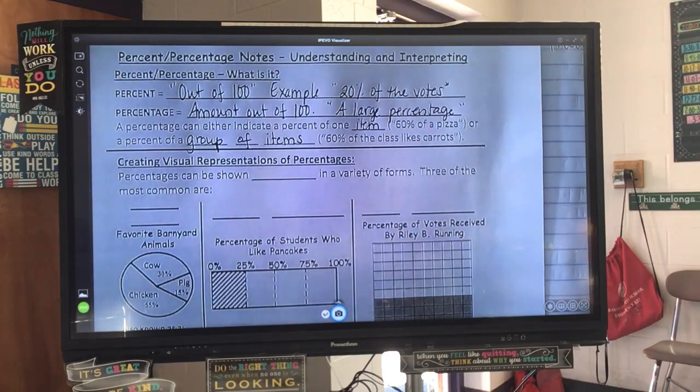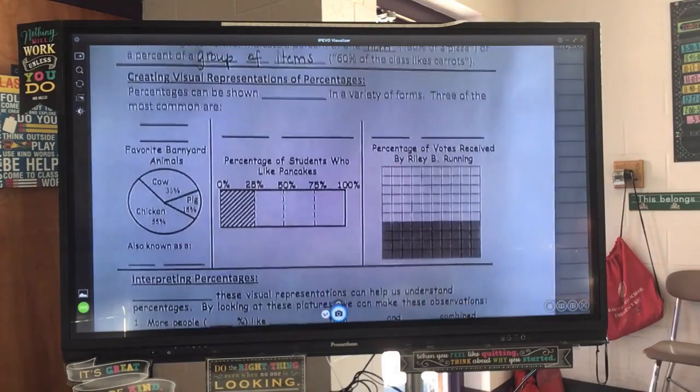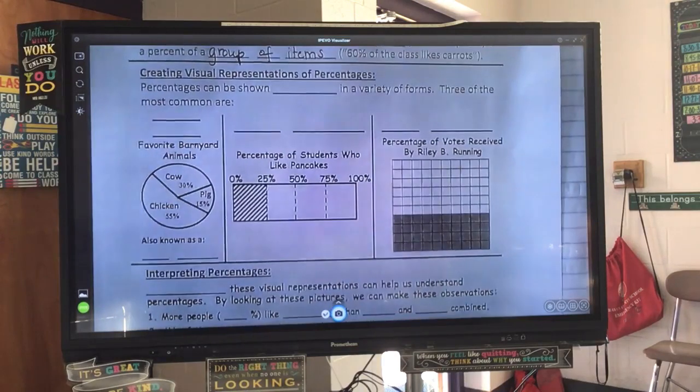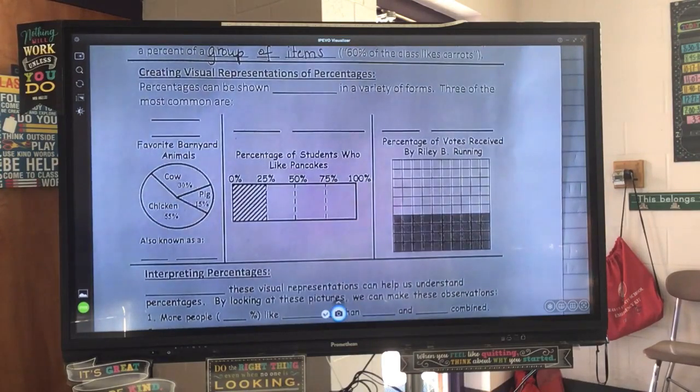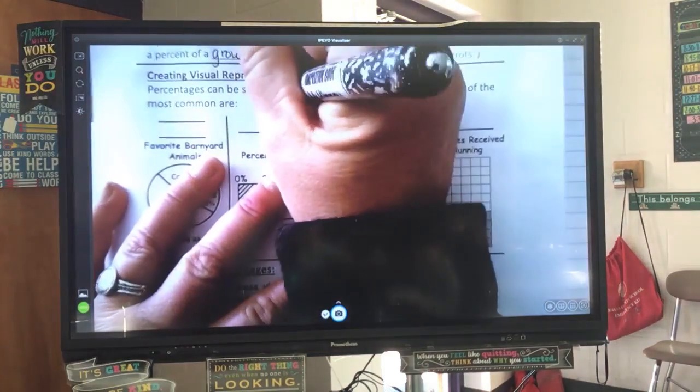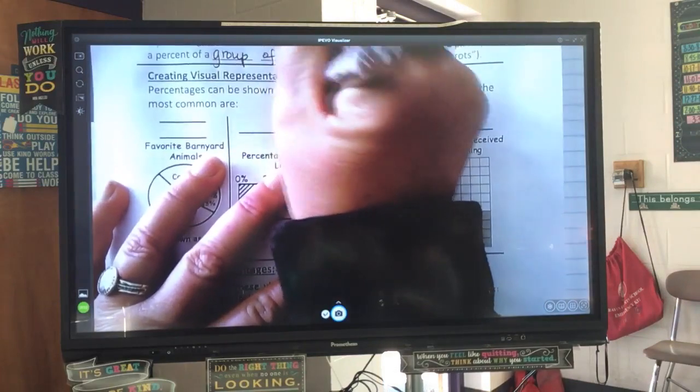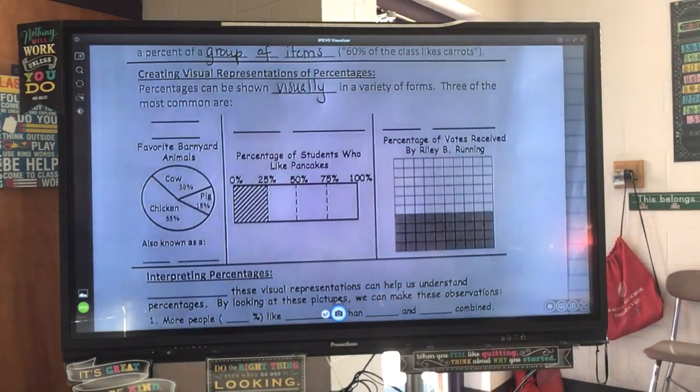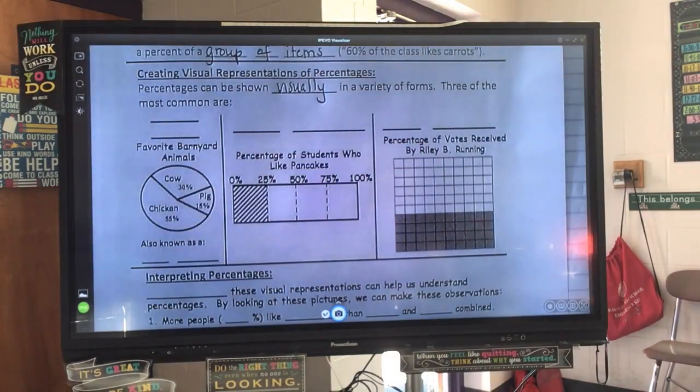Alright, so there are different types of visuals that you're going to be seeing. There's also one that we're going to be learning tomorrow. It's not a new visual, we're going to actually be using percents and double number lines. So double number lines will be with us for the rest of the year. So percents can be shown visually in a variety of forms. There are 3 of the most common.